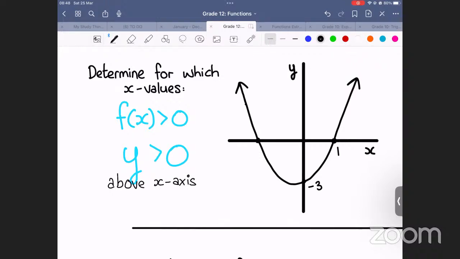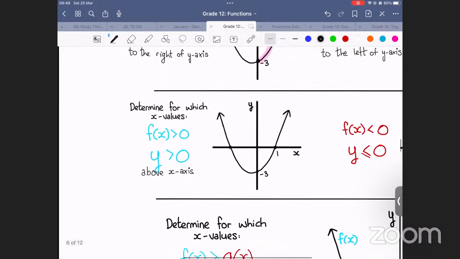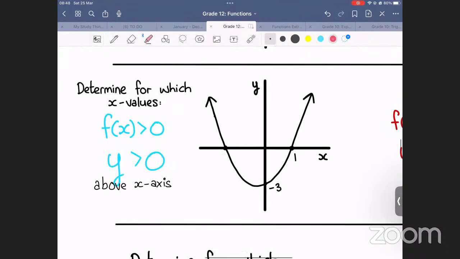Y being greater than 0, or f of x being greater than 0, means above the x-axis. Okay, so let us identify the parts of the graph that are above the x-axis. The parts of the graph that are above the x-axis would be this part and that part, right? That's easy to visualize, easy to see and agree with: yes, that's above, and the rest of it is below. So above the x-axis is the highlighted parts.